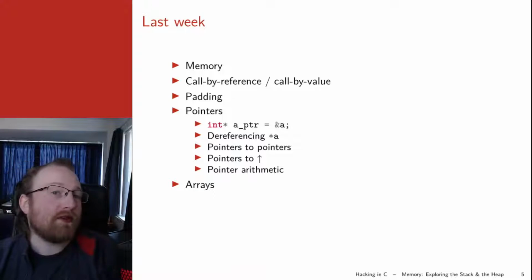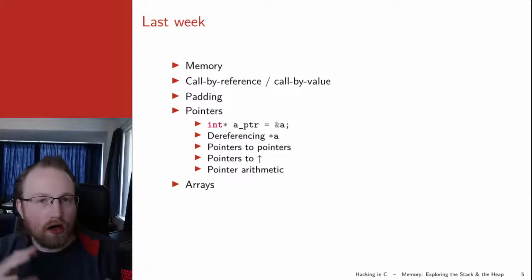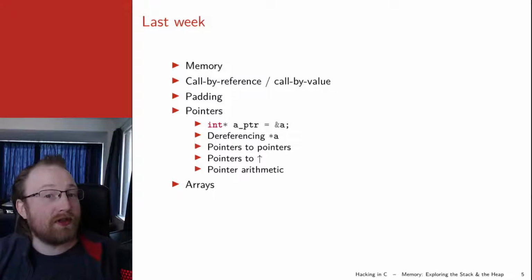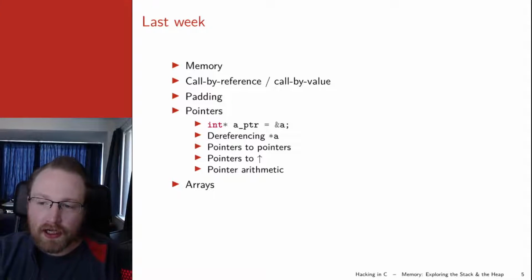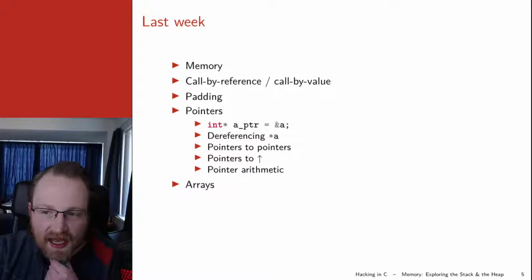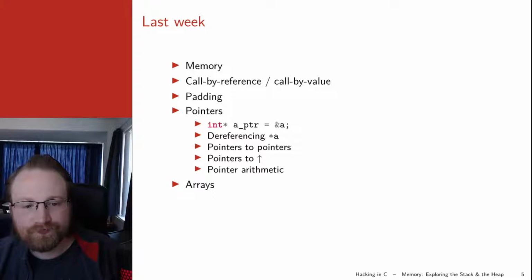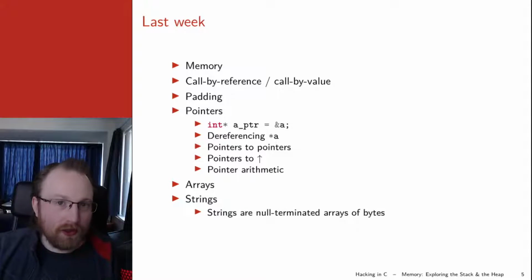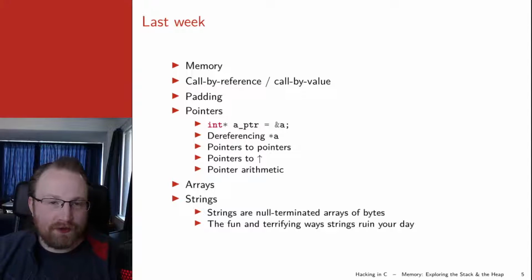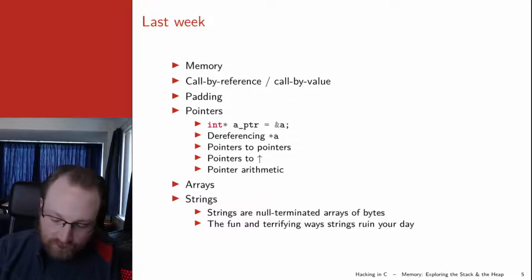Now, we also looked at arrays, which are a special type that aren't pointers, but act like pointers in some situations, which there will be an assignment about. They store multiple values of the same type. And finally, we saw strings, which are just null-terminated arrays of bytes. And we saw the fun and terrifying ways in which strings ruin your day.